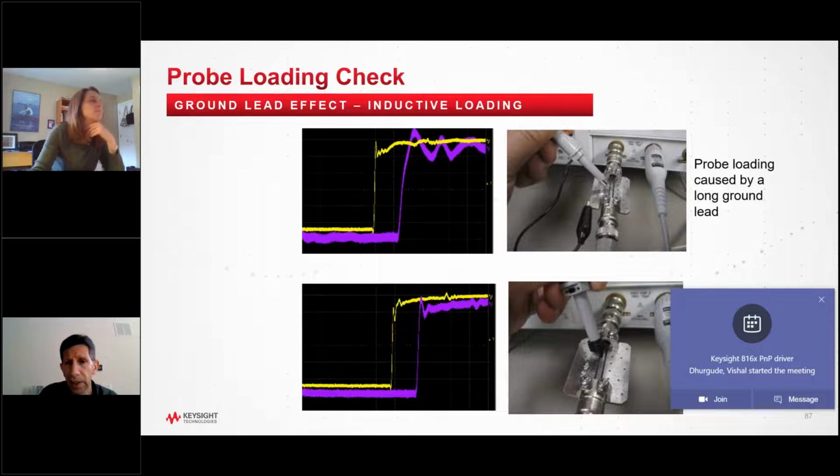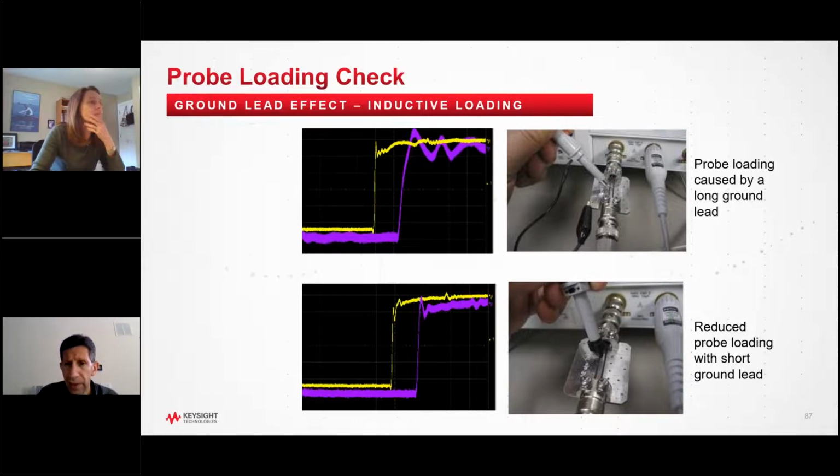All right, and again, another consideration, and we're getting short on time, with loading is you want to be mindful of your ground lead length, because the longer the ground lead in general, the more loading, and it causes things like ringing. So in the first example, we're using the traditional alligator clip ground lead, 7 inches long. You see a lot of ringing.